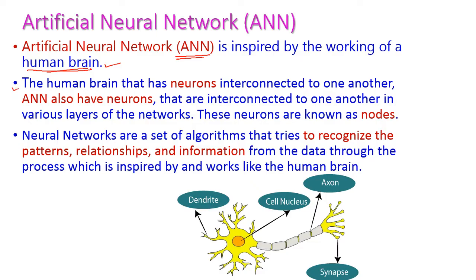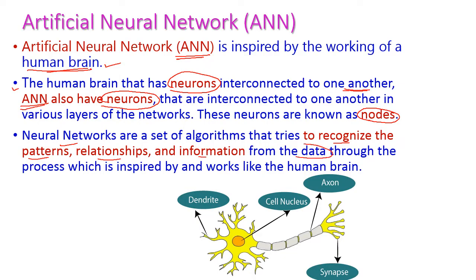The human brain has a large number of neurons that are interconnected to each other to pass information between the neurons. Like the same, the artificial neural network also has many neurons, which are otherwise called nodes. Here all the nodes will be interconnected to each other. Now what is the purpose of artificial neural network? It is used to recognize the patterns, relationships and information from the data.